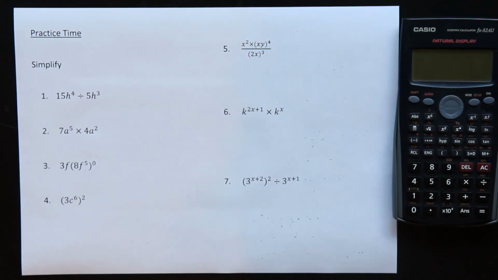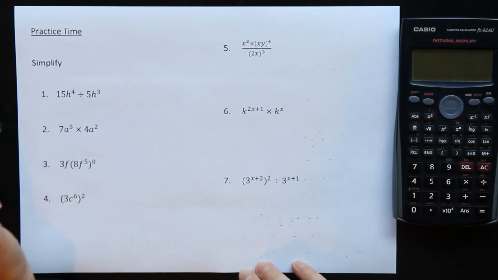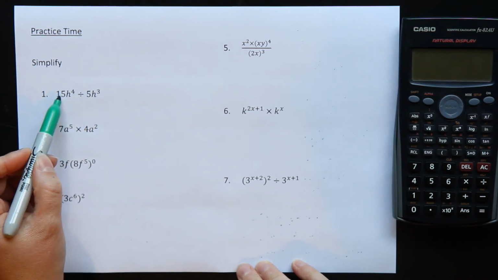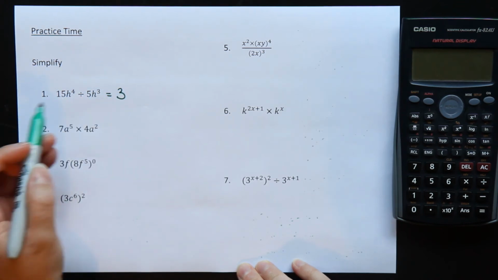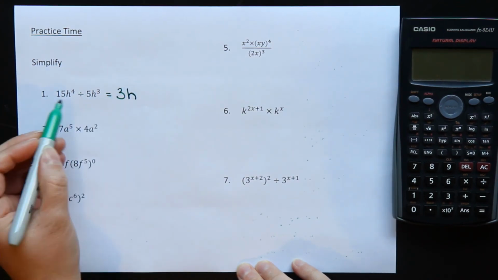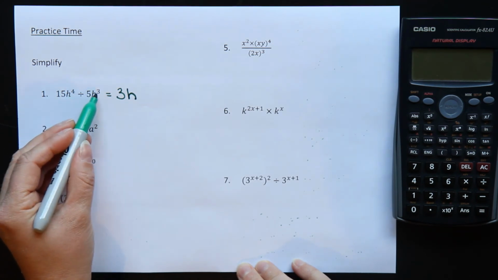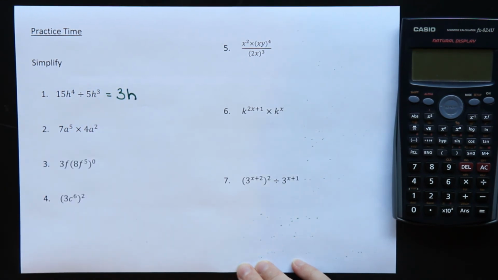So question 1. We have 15h to the power of 4 divided by 5h to the power of 3. So we first of all need to divide these numbers at the front. 15 divided by 5 goes 3 times. Then with the pronumerals, they have the same bases, so h is the base, and when we're dividing, we want to subtract the powers. 4 minus 3 is 1, but we don't normally write a 1 when we're doing algebra questions.